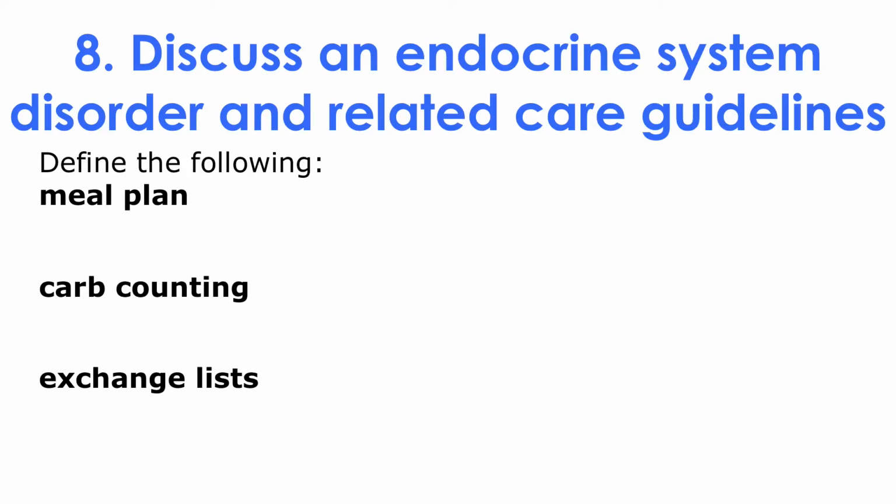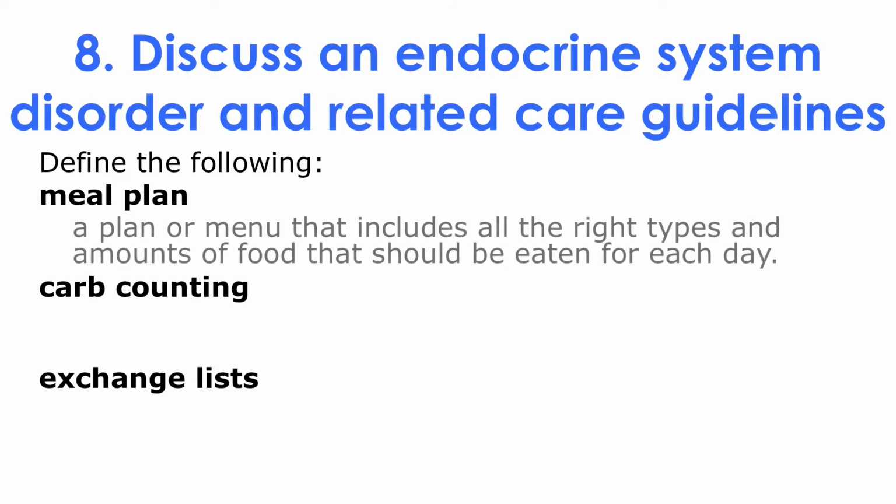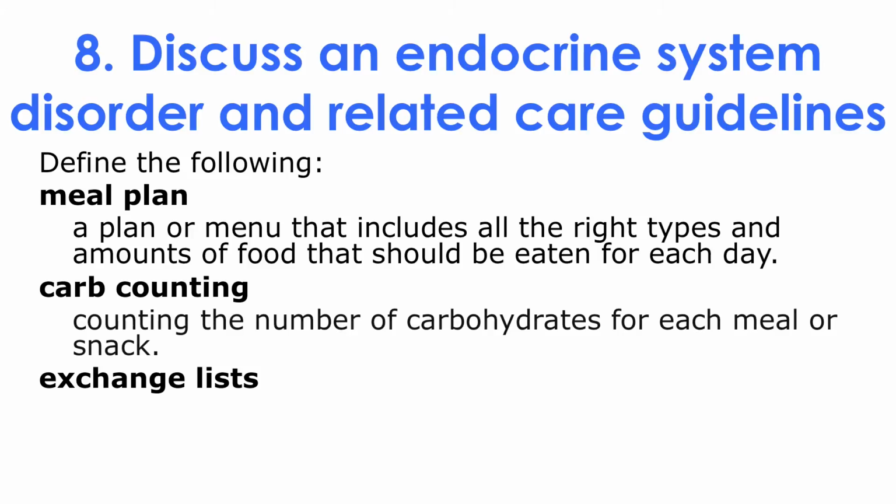Okay. Moving on to talking about dietary items and additional things we need to talk about in regards to the care of a client with an endocrine system disorder. A meal plan is very important to have, especially with a person who has diabetes. A plan or menu that includes all the right types and amounts of food that should be eaten each day is important. Carb counting is counting the number of carbohydrates for each meal or snack. We need to look into that, especially for diabetic clients, okay?